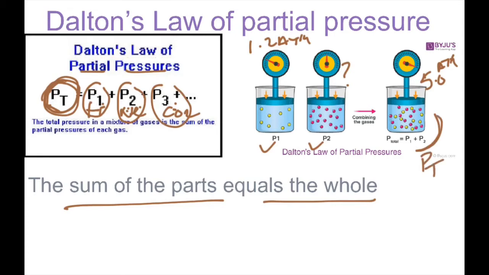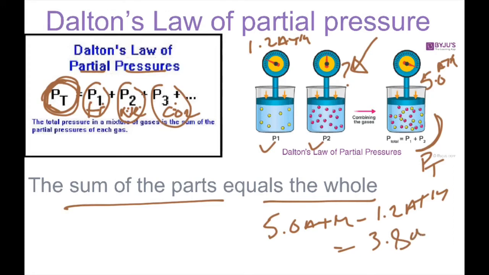So they normally ask you, what is the pressure of this gas right here that we don't know? Simply, you would do a simple subtraction and you would get your answer. You take 5.0 atmospheres and subtract the 1.2 atmospheres, and that should give you 3.8, something like that. Bam, and you're done. So essentially that's what it is, folks.